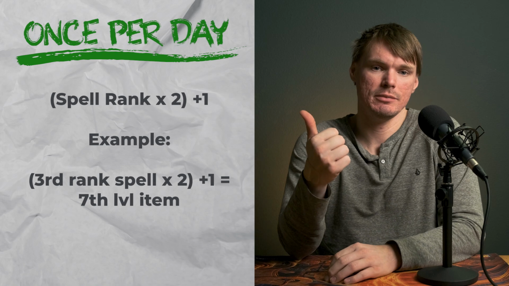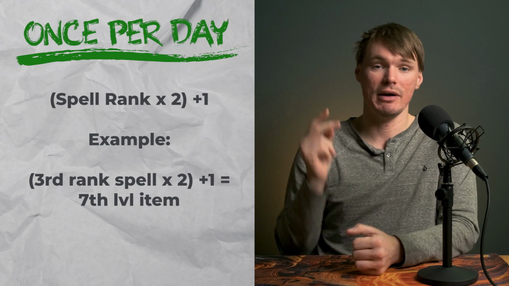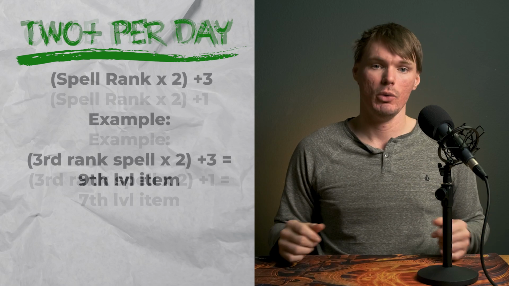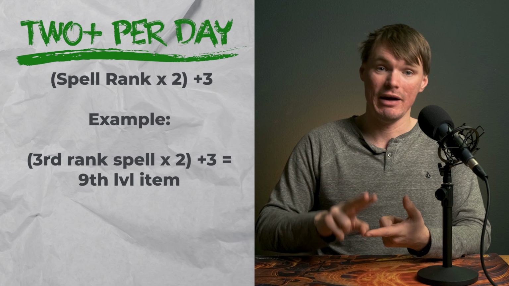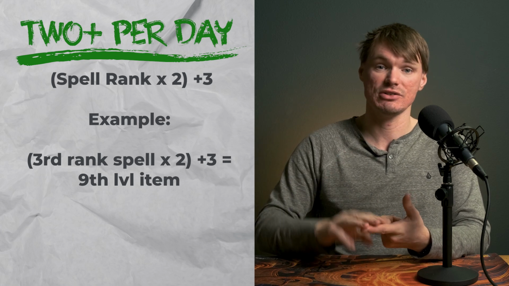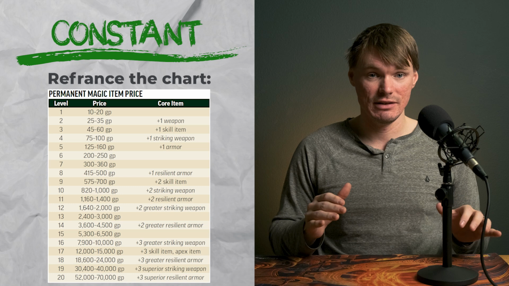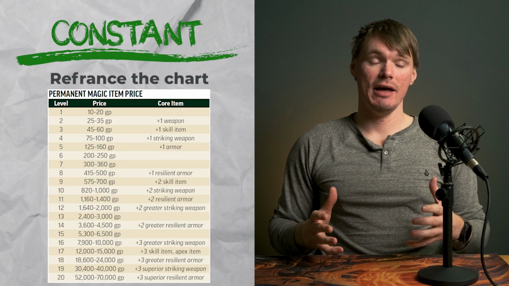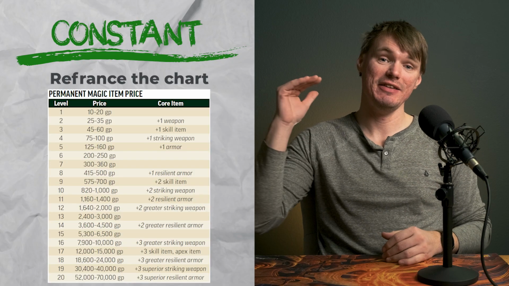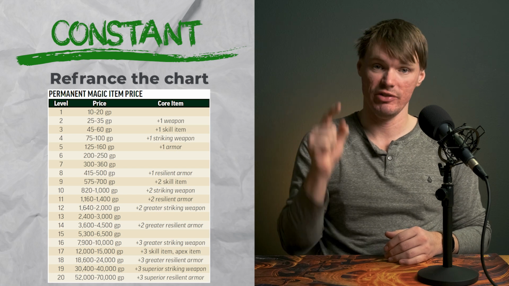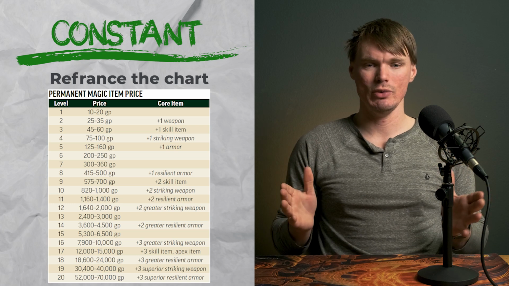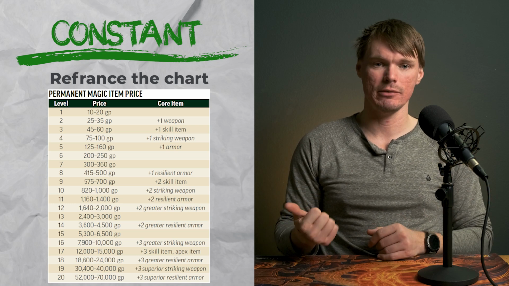For once per day items, we're going to take the spell rank, multiply it by 2, and then add 1. For items with multiple uses per day, we're going to take the spell rank, multiply it by 2, and then add 3, giving us our minimum item level. Finally, constant abilities just have a chart. We're just gonna reference the chart, Permanent Magic Item Price. Now, if your item has multiple magical abilities, find the highest minimum level and go with that. If those abilities are close to the same minimum item level, what you're gonna wanna do is add 1 or 2 levels to the item just to be safe.